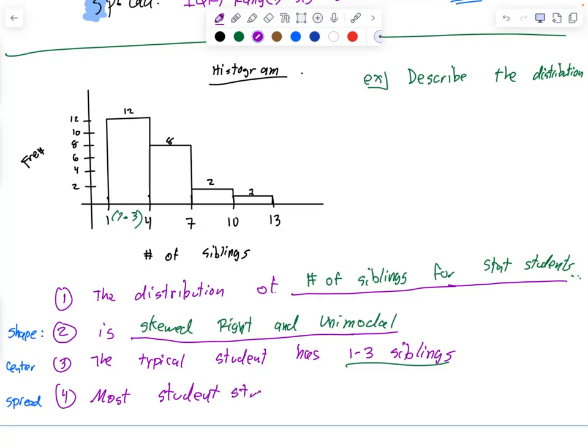Most everybody is right here, 1 to 7. Now, there are some few that have out here, but they're not the majority, right? This is like where are most of them kind of around? Most of them are right around here, and that's how you describe shape. Okay? On your homework, I've given you 2 histograms that look like this, and you're going to do this for each one of those.